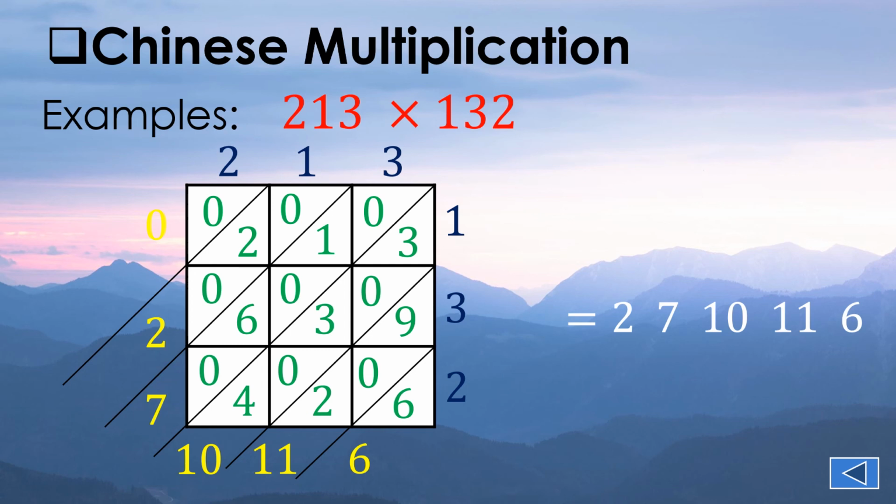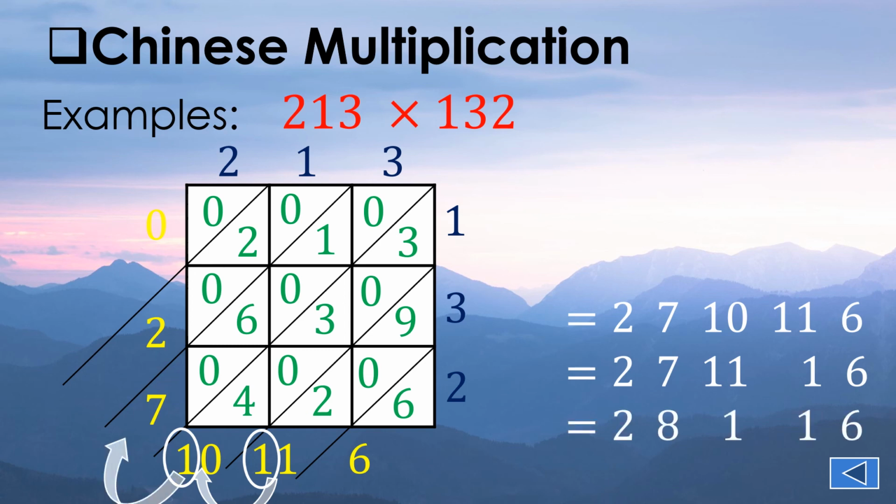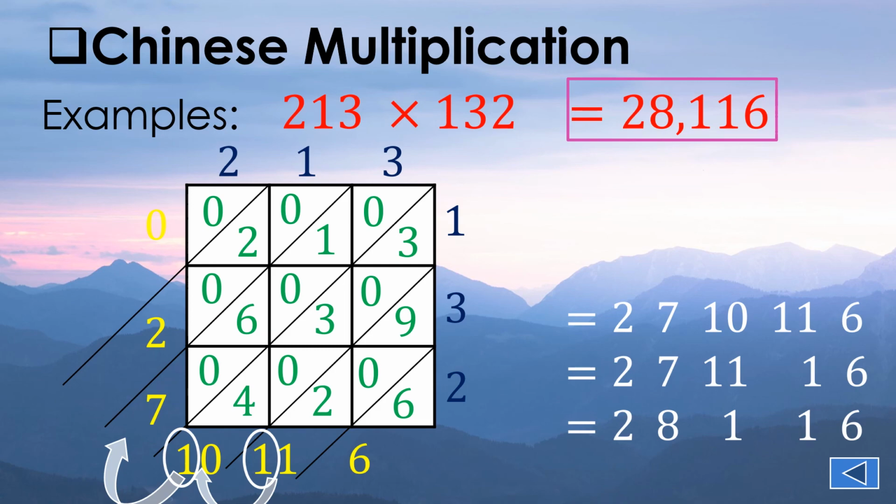Kung mapapansin nyo, iyan lang din yung kinalabasan sa Japanese multiplication. So, yung 1 ng 11 ay i-add natin sa 10, kaya magiging 2, 7, 11, 1, 6. At yung 1 naman ng 11 o ng 10 kanina ay i-add natin sa 7, kaya naging 2, 8, 1, 1, 6. So, the product is 28,116 na katulad lang sa mga naging product natin using the Japanese or the proper multiplication.